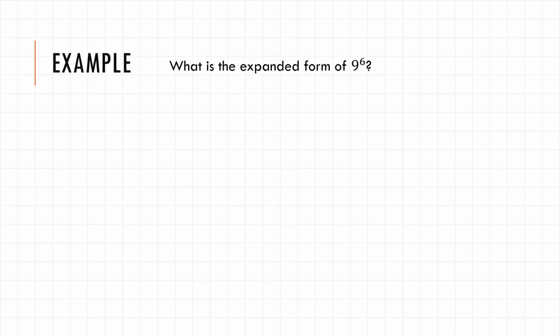So just a quick example here. What is the expanded form of 9 to the power of 6? This is quite easily 9 times itself 6 times. And 9 to the power of 6, if I wanted to evaluate this, I could either put 9 times 9 times 9 times 9 times 9 times 9 in my calculator, or I could put 9 to the power of 6. Either way, I would get the number 531,441. This question is not asking me to evaluate it, just to write it in expanded form. So at this point, I am done.